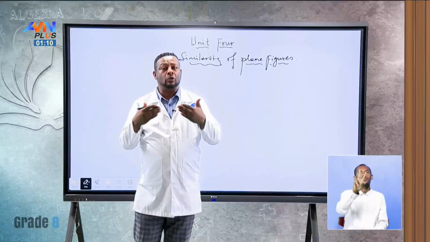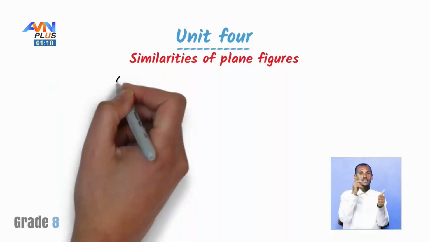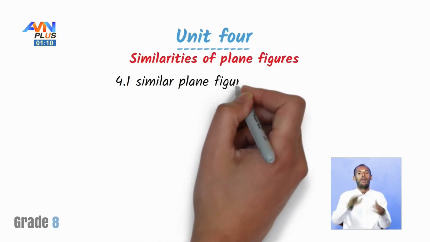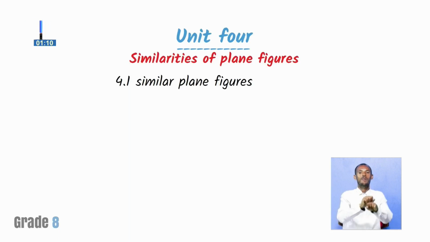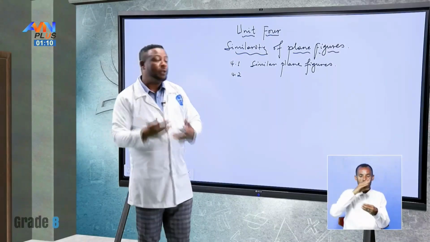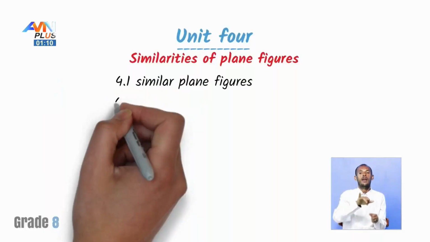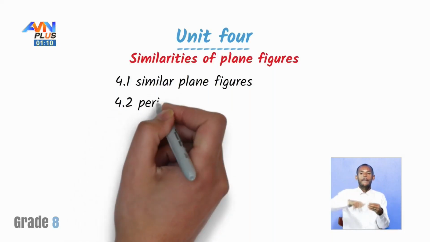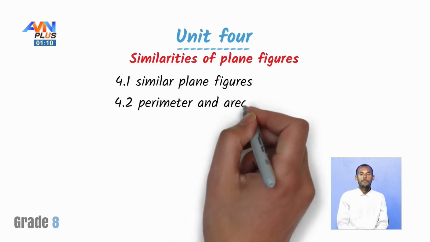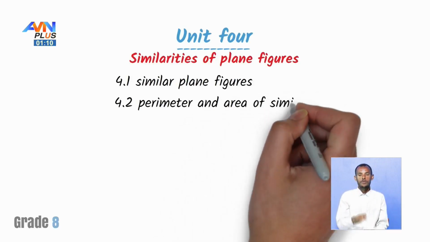There are two major subtopics. The first one is 4.1, similar plane figures, and 4.2 is perimeter and areas of similar triangles.